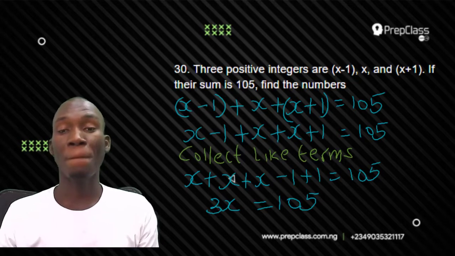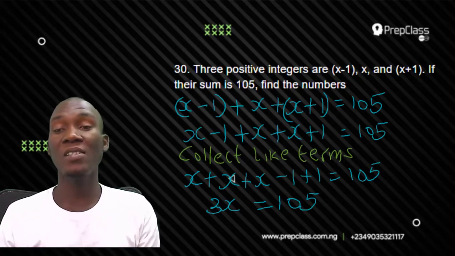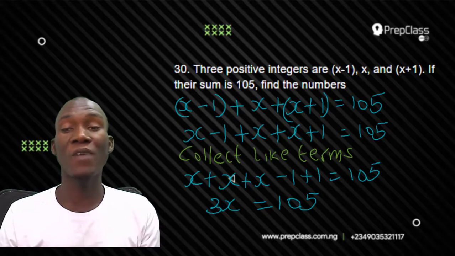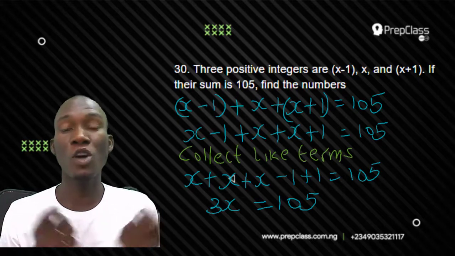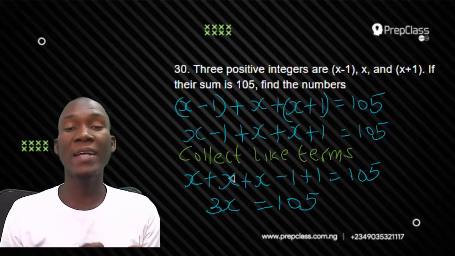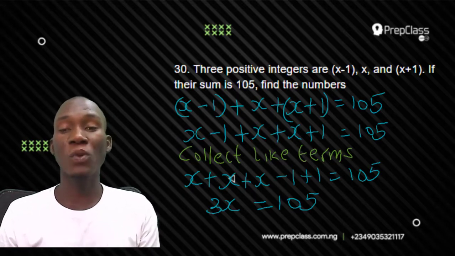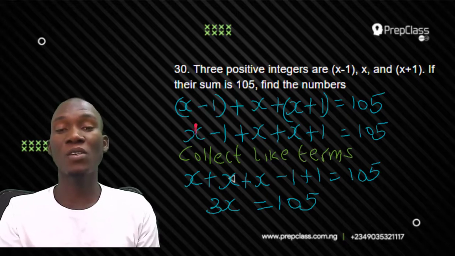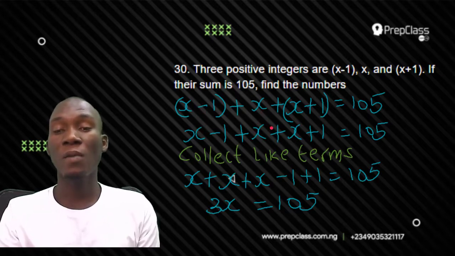So let's solve. Now the three positive integers are x minus 1, x, and x plus 1. Now, given that their sum is 105, it means when we add them together, because sum means addition, we must get 105. So adding x minus 1 plus x plus x plus 1 will give us 105. If we remove the brackets, we have x minus 1 plus x plus x plus 1, which is giving us 105.